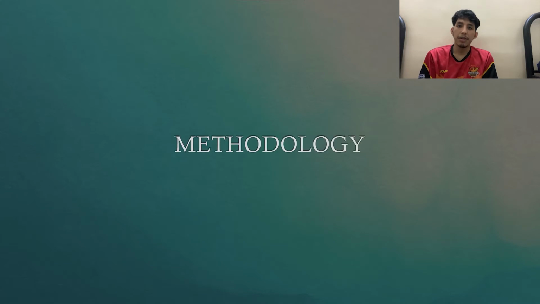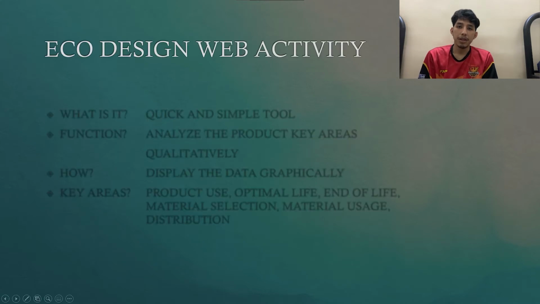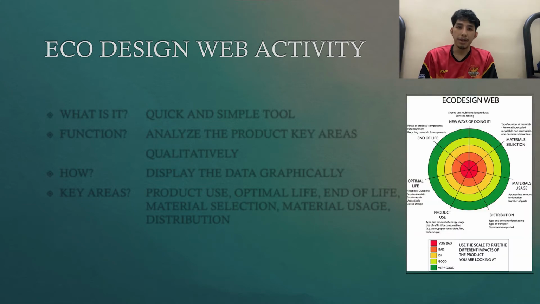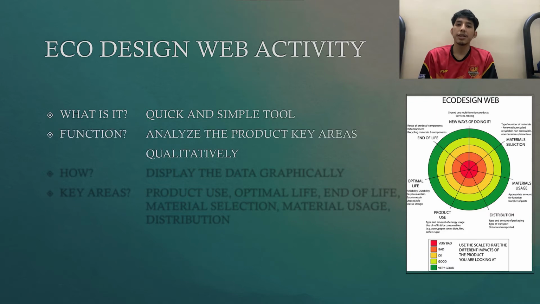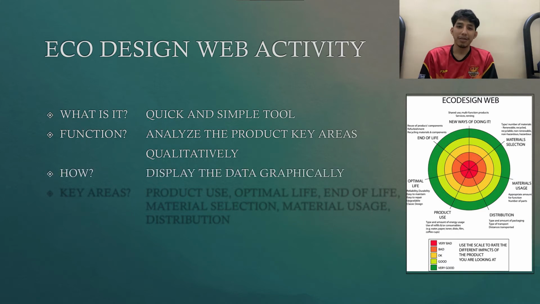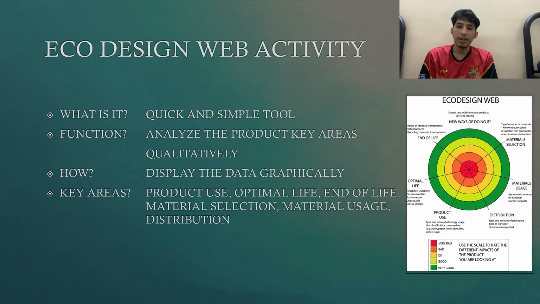Then, the methodology. First tool that we use in tracing the carbon footprints of the product is eco-design web activity. It is a quick and simple tool. Its function is to analyze the product key areas qualitatively by displaying the data graphically. As you can see, the key areas that eco-design web activity covers are product use, optimal life, end of life, material selection, material usage, and distribution.